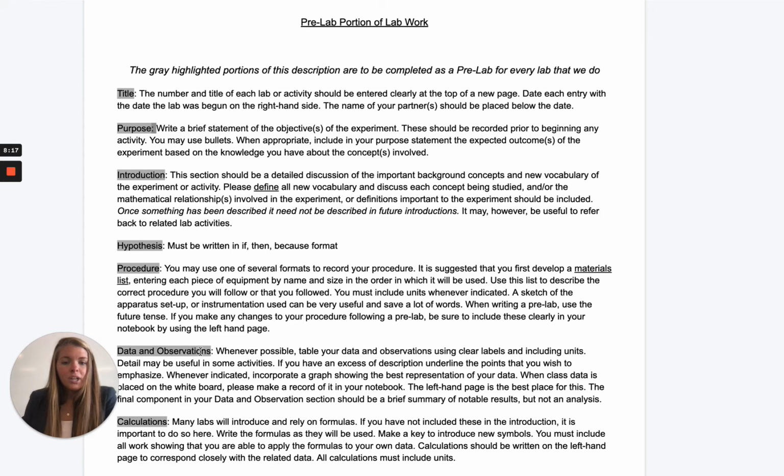Make sure that you are including everything you need in your data table. Make sure it's including important things. Make sure it has units if it needs them. It should be an easy way for me to look at your lab and see exactly the data you collected.